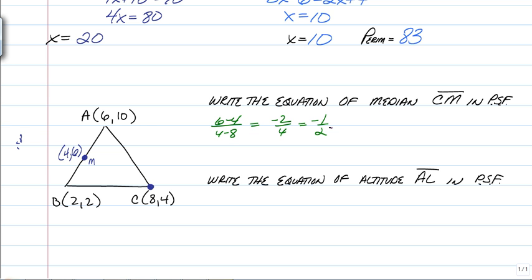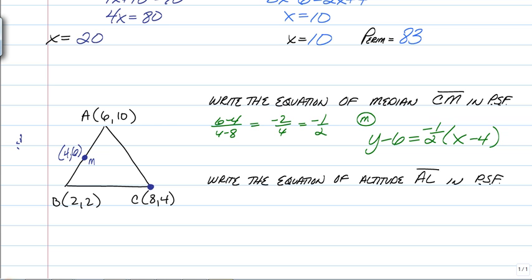Now, medians don't have anything to do with perpendicular or any of that fancy stuff. So now all you have to do is pick a point and write it in point-slope form. So y minus 6 is equal to the slope of negative 1/2 times x minus 4. And I used point M with that. You could also use point C if you want to and have y minus 4 and x minus 8. It will give you the exact same answer once it was simplified into slope-intercept form. Okay? So that's how you work with a median.